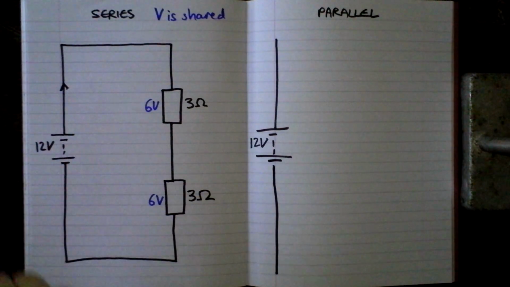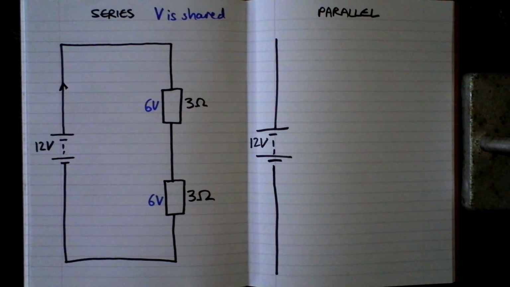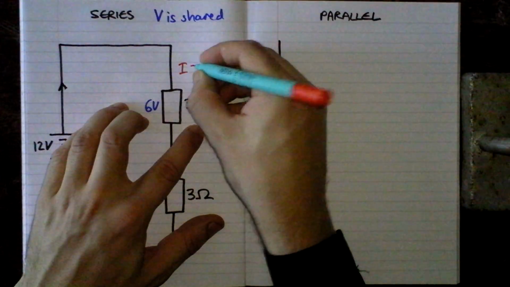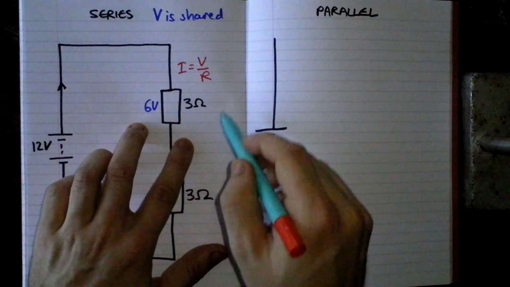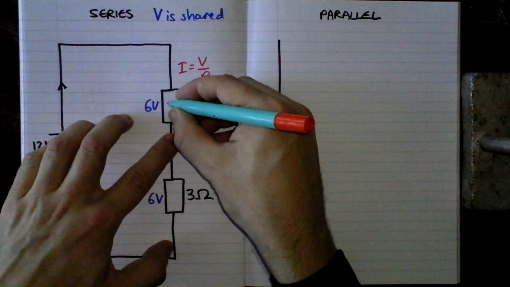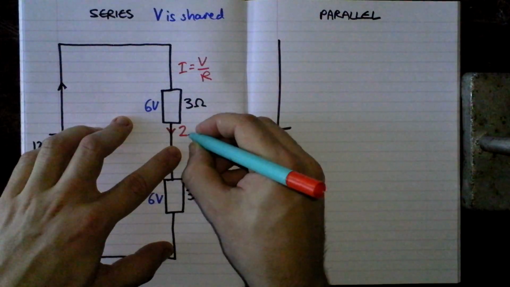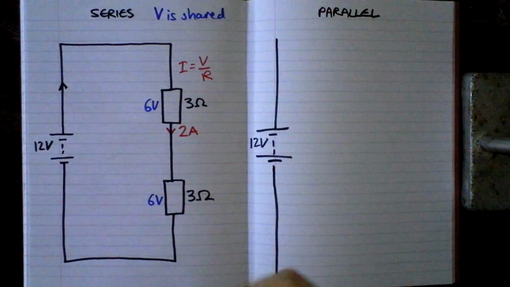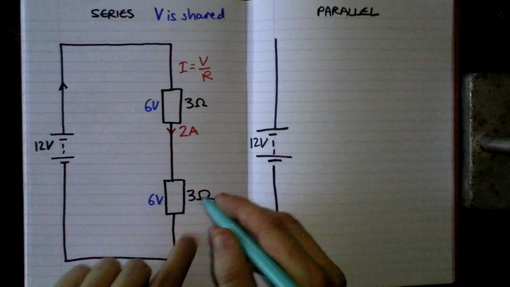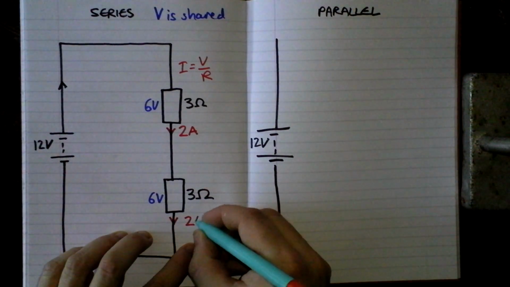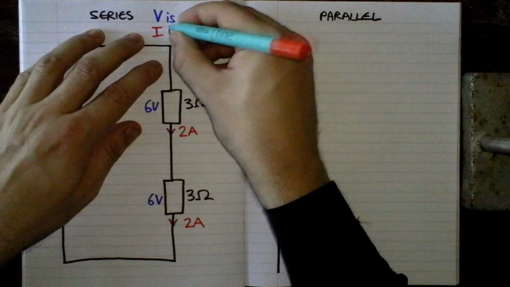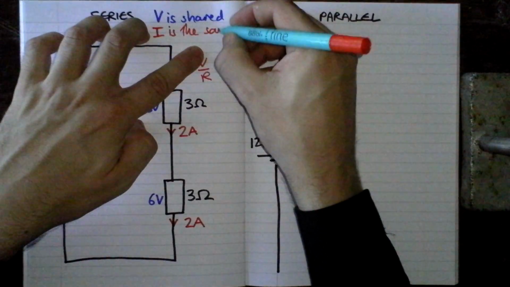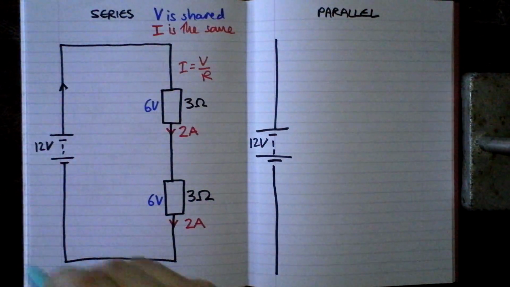Now, if I use Ohm's law to work out what the current is in this circuit, I can say that the current will be equal to V over R. And if I look at the current through this resistor, I can see 6 divided by 3. I would expect my current to be 2 amps. Similarly, here, 6 divided by 3, I have a current of 2 amps. And that shows me the second rule, which is that current is the same everywhere. In a series circuit, the current must be the same everywhere.